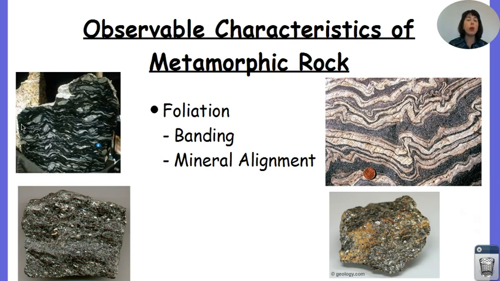Make sure you can notice these observable characteristics of metamorphic rock. Foliation is big, all right, just like in this schist right here and this schist right here. We can also sometimes have banding in our mineral alignment. So our schist also has mineral alignment, but we have banding in these two right here, and we have these distorted layers apparent.